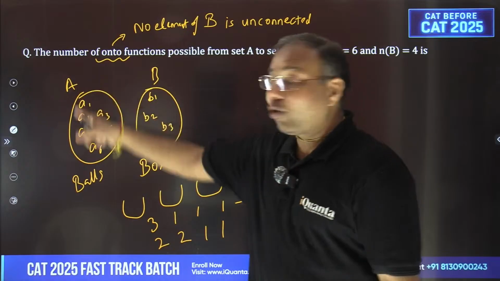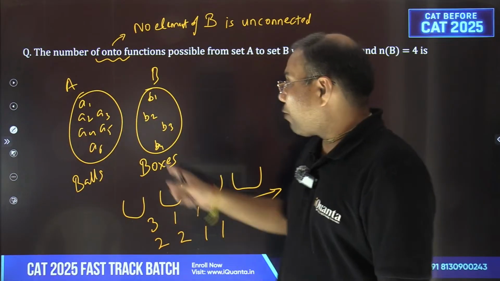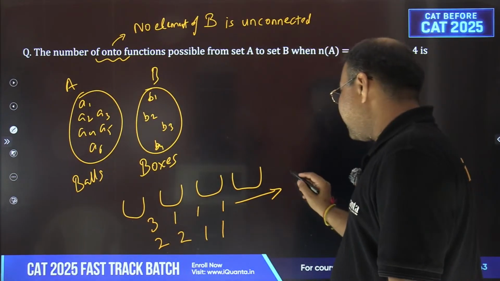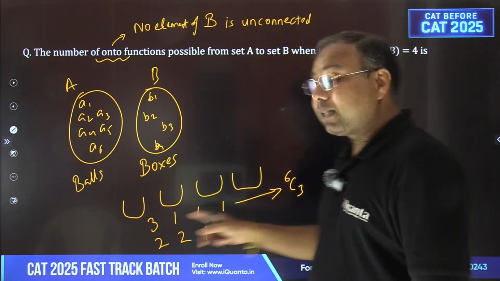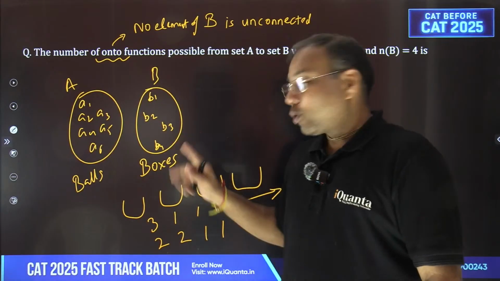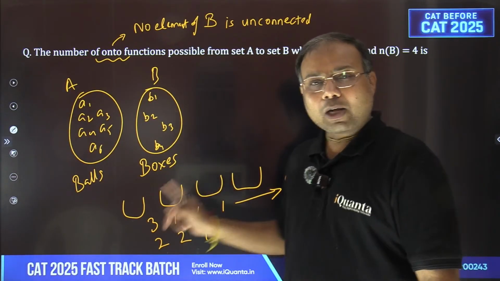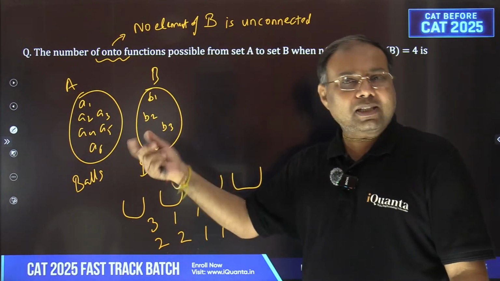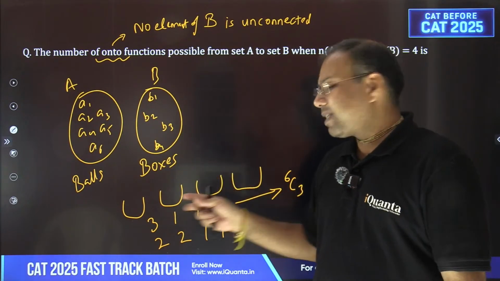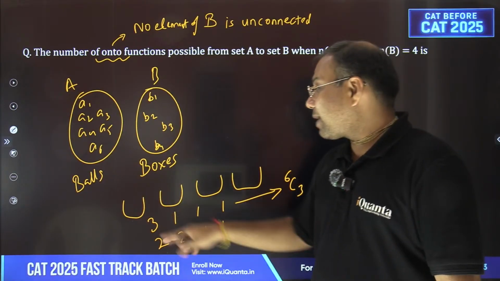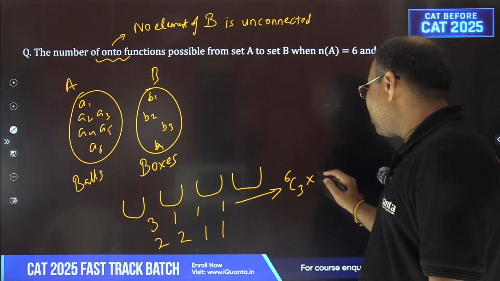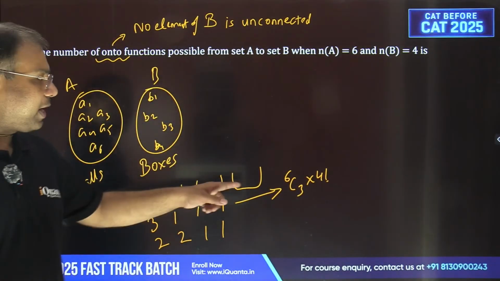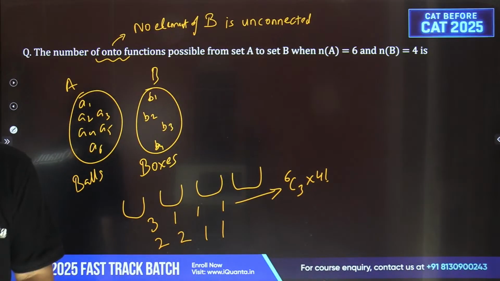By the way, remember that all these 6 balls are different. They are not the same. So out of the 6 balls, I need to keep 3 balls together, right? Which 3? In 6C3 ways. And the other 3 balls would be put in separate boxes. So basically I have got 4 groups: one group containing 3 balls, and the other 3 balls each a separate component. So we have 4 components now, and they are to be arranged in 4 boxes. That could be done in 4 factorial ways. That is the first part here. So 6C3 into 4 factorial. Is that clear?